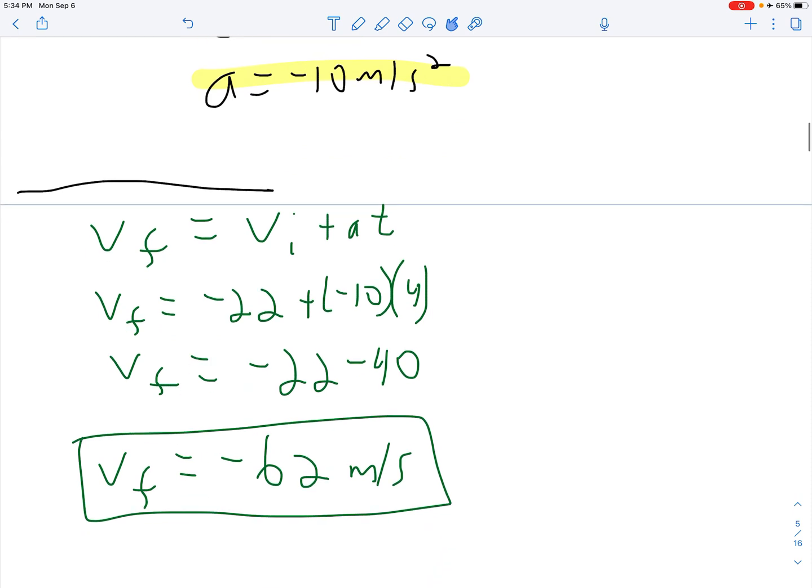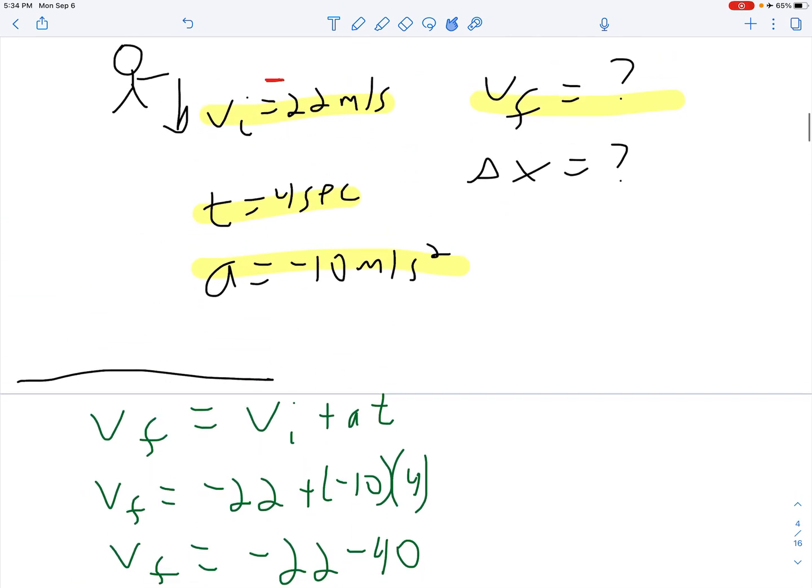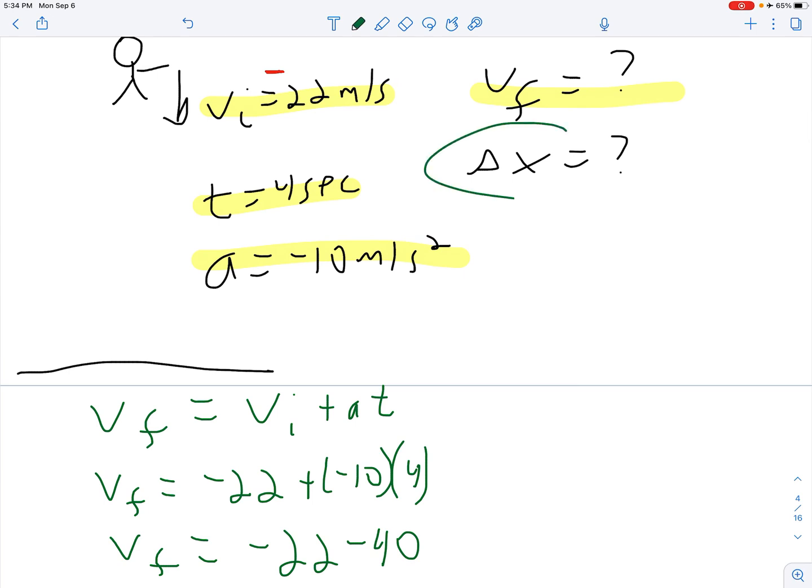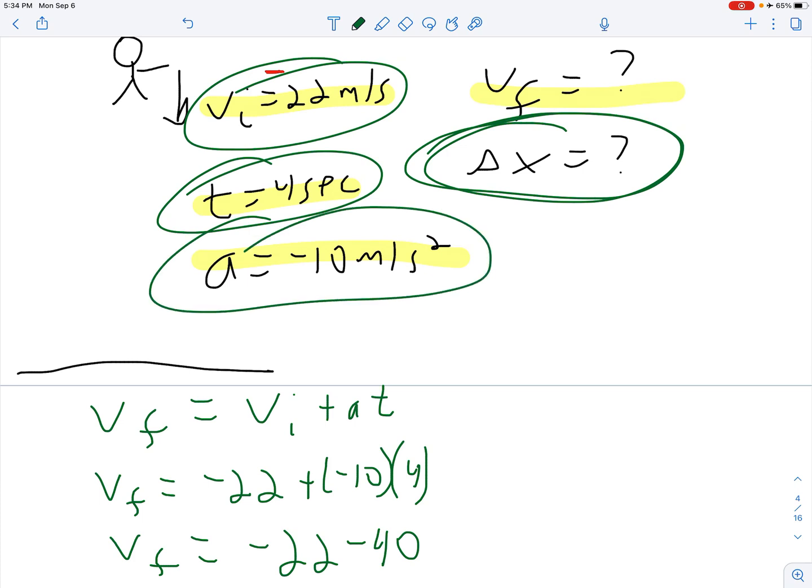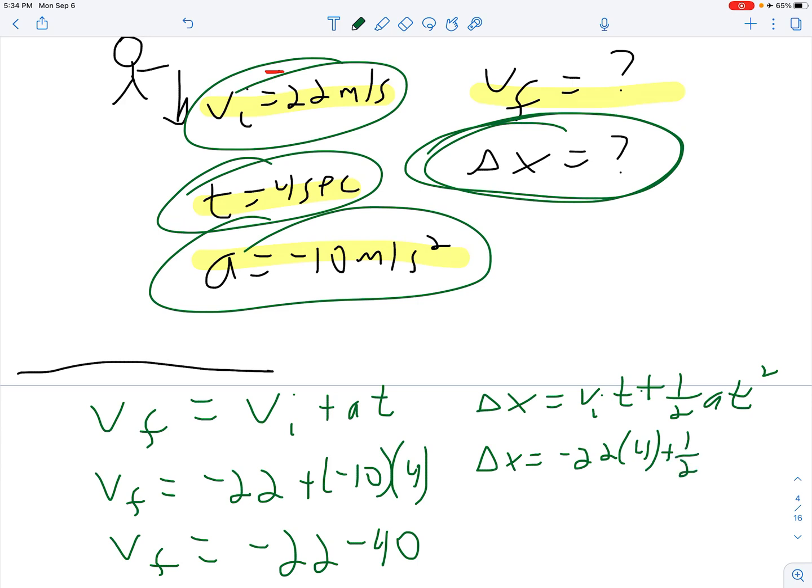Okay. Awesome. And then I want to try to find the displacement. So I have VI, I have T, I have A. So I'm going to use the other equation. I'm going to use this one. Okay, so I have a VI, I have a T, I have a 1/2 A T squared.